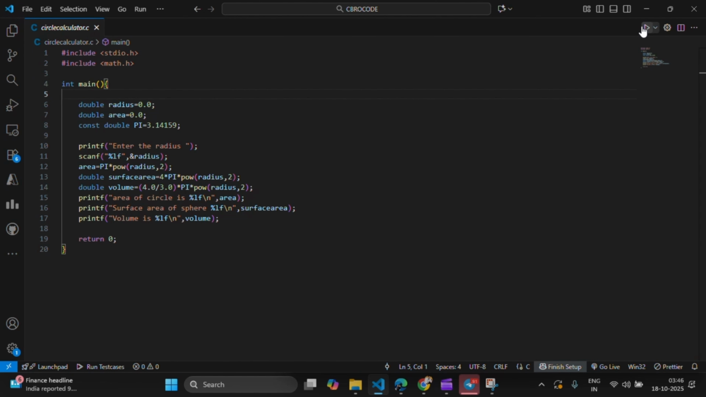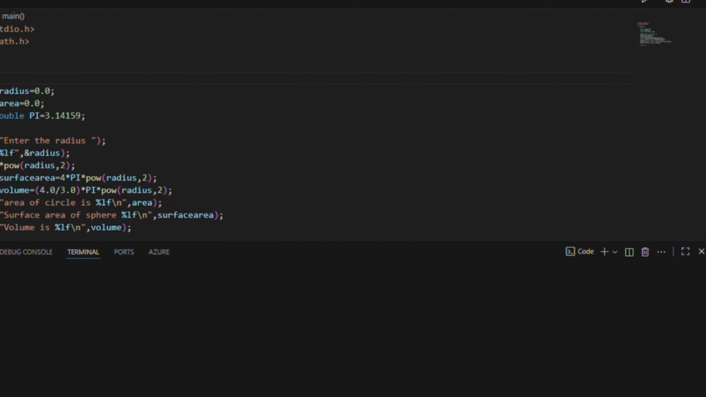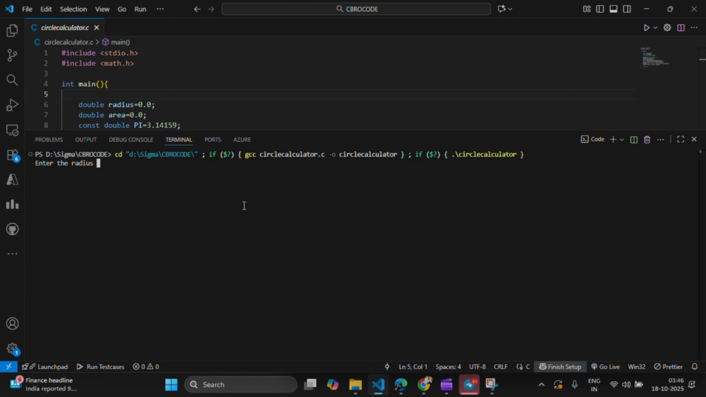So I should run this program first. Here I will enter the radius. Whenever I enter the radius, it tells us the area of the circle, the surface area of the sphere and the volume of the sphere of the same radius. So this is how it works.